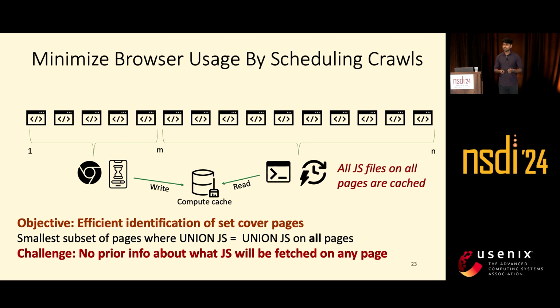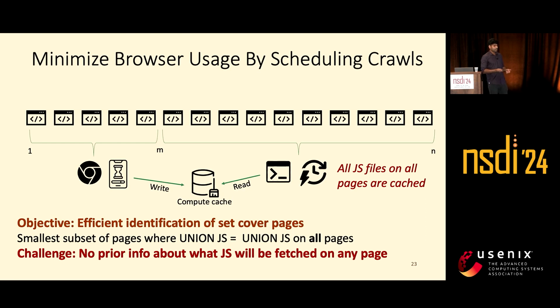A set cover essentially is the smallest subset of pages where the union of JS in that subset is the same as the union of JS on all the pages. But there's a catch-22 here. In order to compute that subset, you need to know what JS exists on all the pages. And in order to get that information, you need to first crawl all the pages.